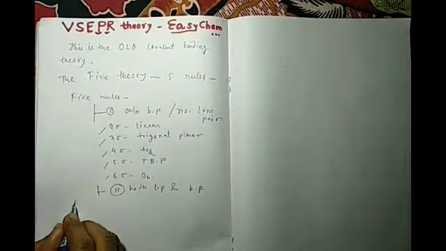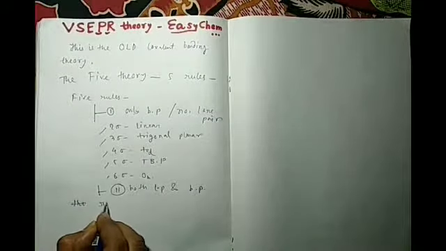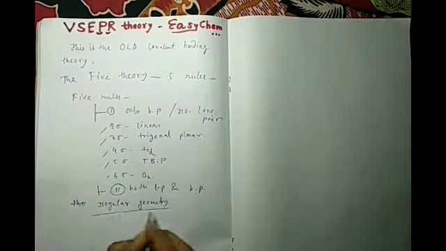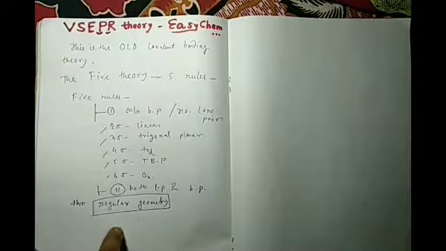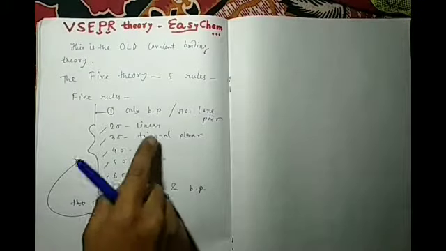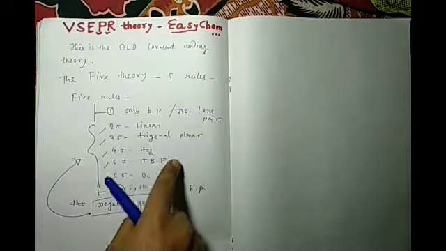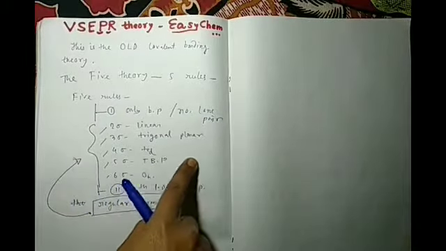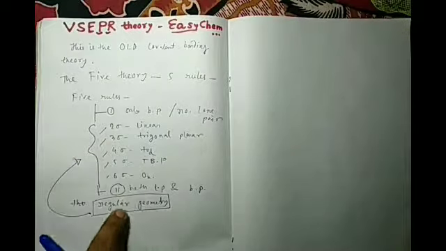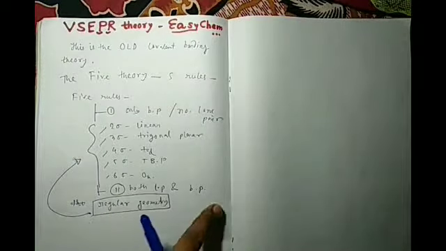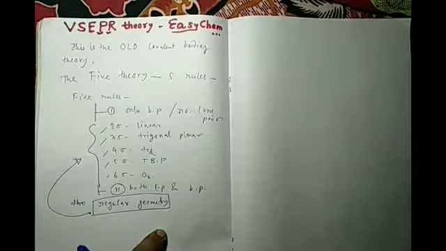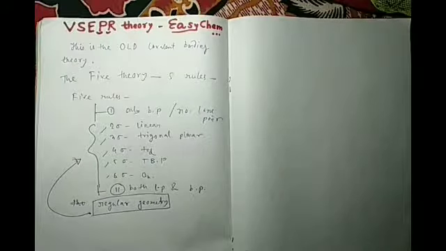So this term, regular geometry, what does this term mean? The regular geometry term means these 5 geometries: linear, trigonal planar, tetrahedral, trigonal bipyramidal and octahedral. These are regular geometries. But when both lone pair and bond pair are present, the regular geometry is deviated, and after deviation, what will we gain?